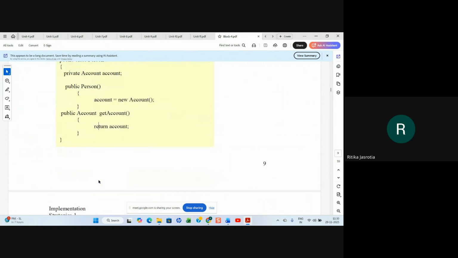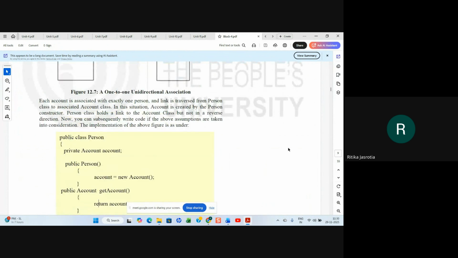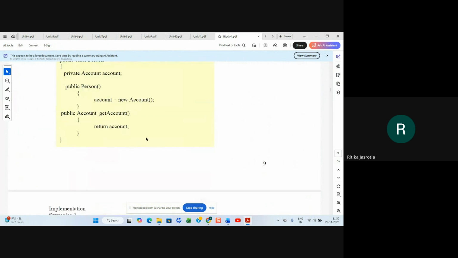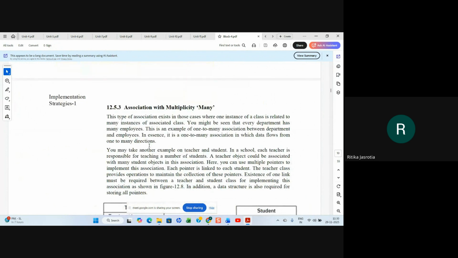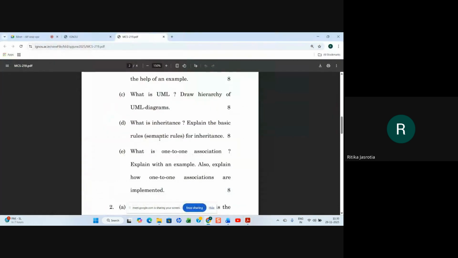Public Account getAccount. So you are calling the class method getAccount, and it will return the account, and you will have a class Account also. So this is how they have shown you an example. This is how you implement it. So this is what they are asking you.